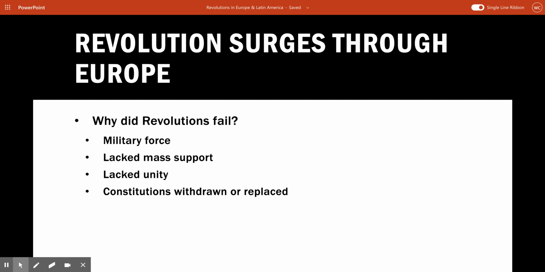The other problem you run into is that these groups want change, but outside of that, for example, when we go to the French Revolution, the radicals and the liberals don't see eye to eye on what that change looks like. So even though you have these revolutions, afterwards, a lot of times these groups go to war against each other and they have a civil war trying to create the country that they want for themselves. So they lack mass support, they lack unity. And the other thing you see is that with these constitutions, the governments withdraw them, replace them, rewrite them to kind of their own benefit.